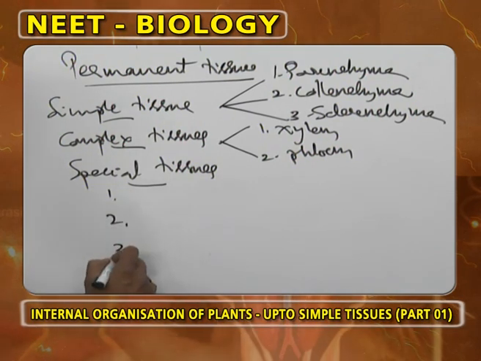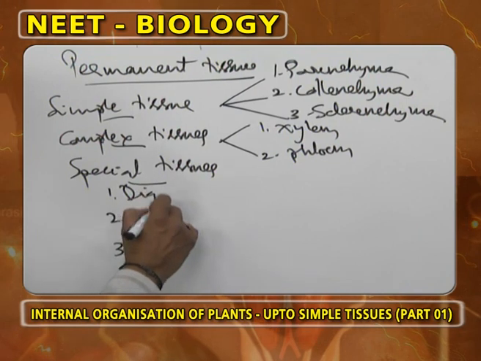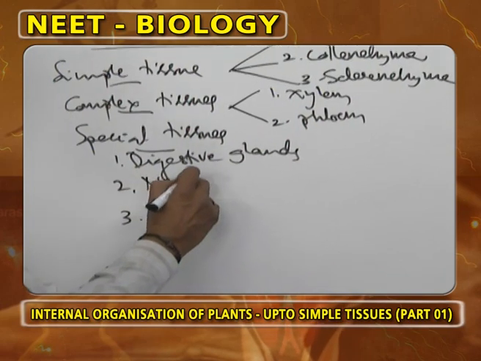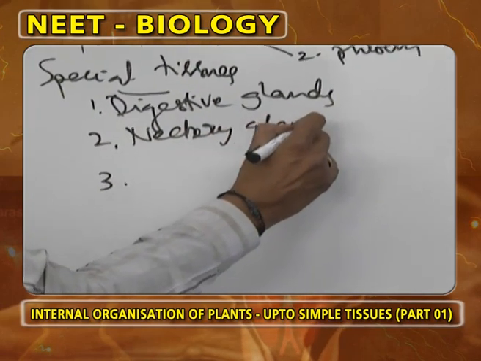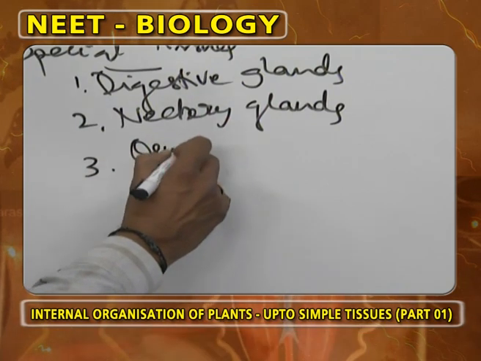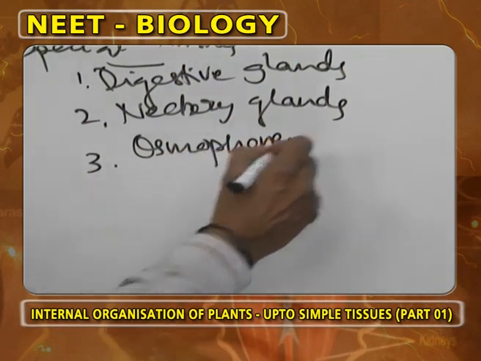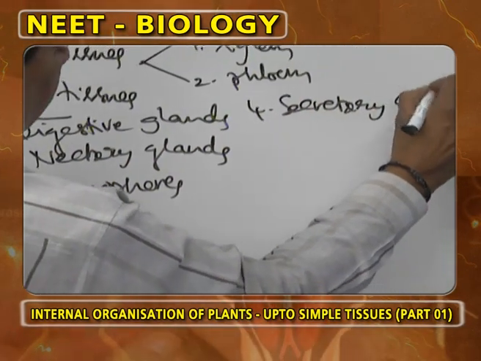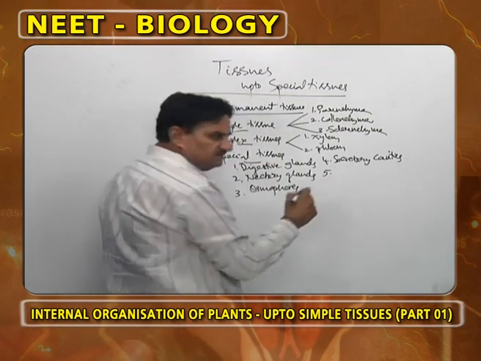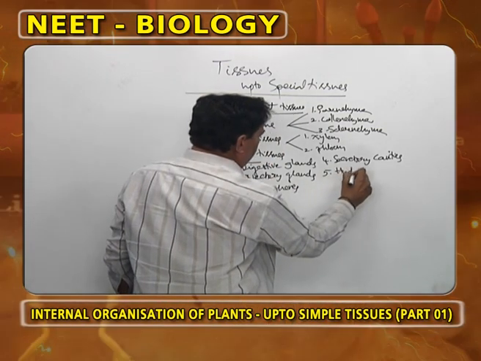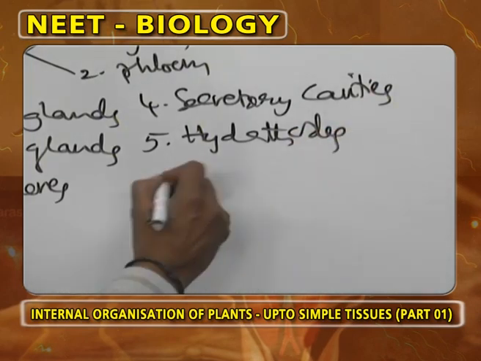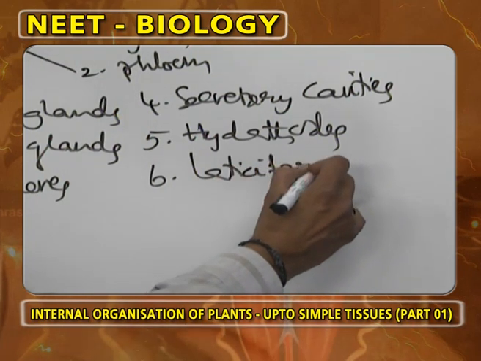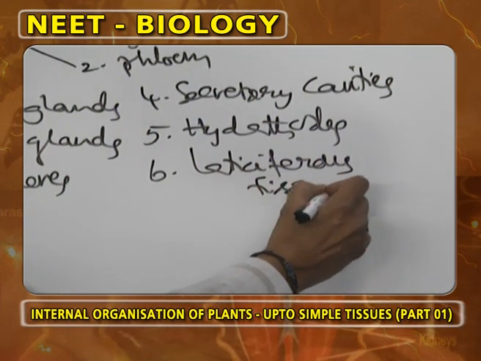Special tissues are different types. One is digestive glands in insectivorous plants. The other is nectary glands in some plants, with floral nectaries and extrafloral nectaries. Then osmophores in orchids that secrete a fragrant smell. Then secretory cavities, formed either by the breakdown of cells or expansion of cells. Then hydathodes, which help in guttation. Guttation means loss of water in the form of water vapor. Then laticiferous tissues, the tissues which secrete a milky substance called latex.